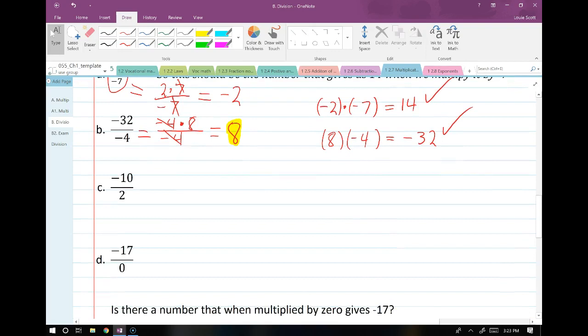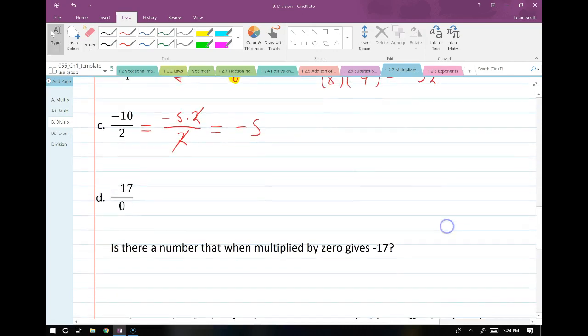Okay, once again, I have a 10 over a 2, so I'm going to simplify this. This is going to give me a negative 5 times 2 over 2. I can cancel my 2's. This will give me a negative 5 as a result. Okay, and so now I want to check this. I want to say, when I multiply negative 5 by 2, does it give me a negative 10? Yeah, it just does. I don't need to write it out for you. Okay, that leads us to the next part.